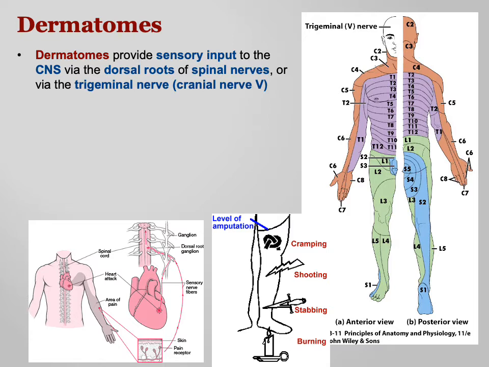Dermatomes provide sensory input to the CNS via the dorsal roots of spinal nerves or via the trigeminal nerve. We'll talk about that, that's cranial nerve number 5, in the 4th section of the class. But what's going on here is that you can map the human body according to which nerves are carrying the sensory information to the brain. So look there in the diagram. See where it says C4? The sensory information from that region is carried by cervical nerve number 4.